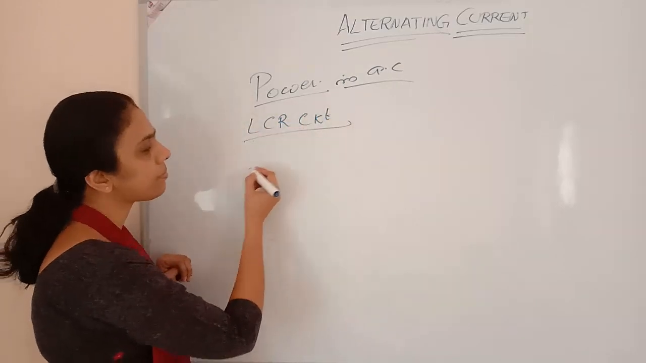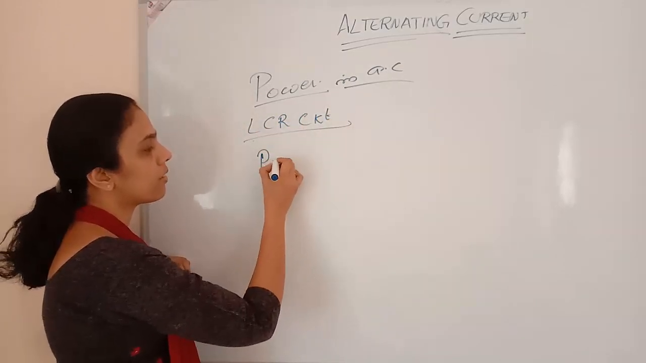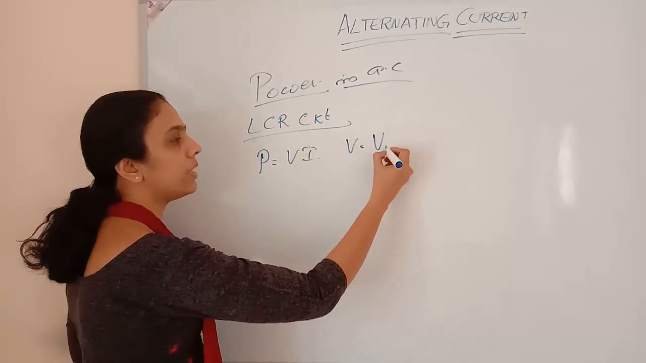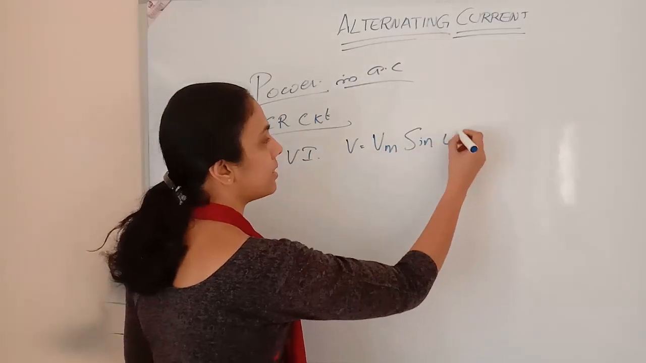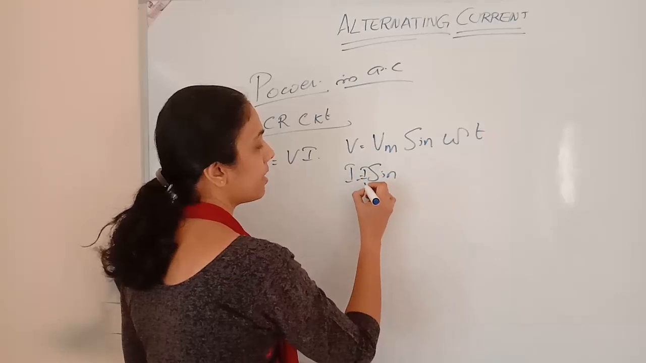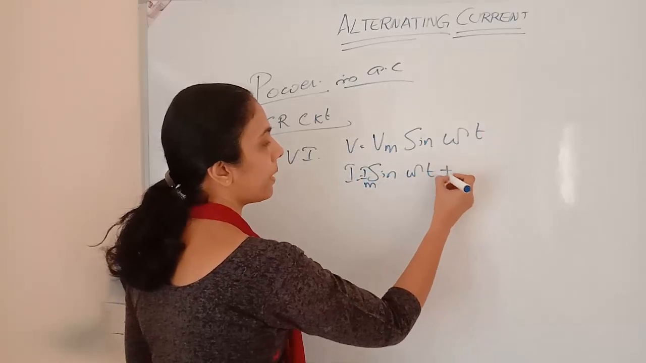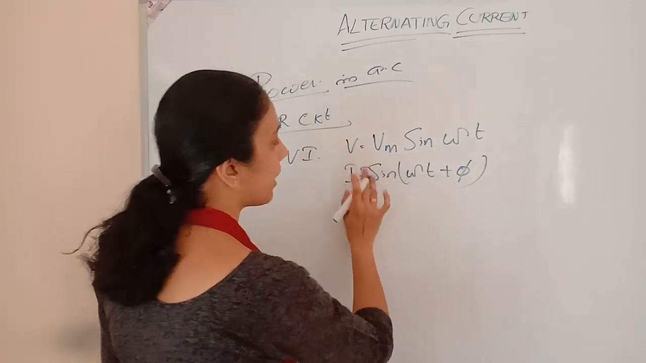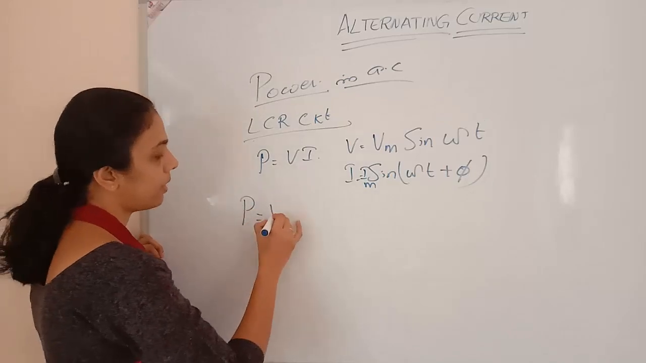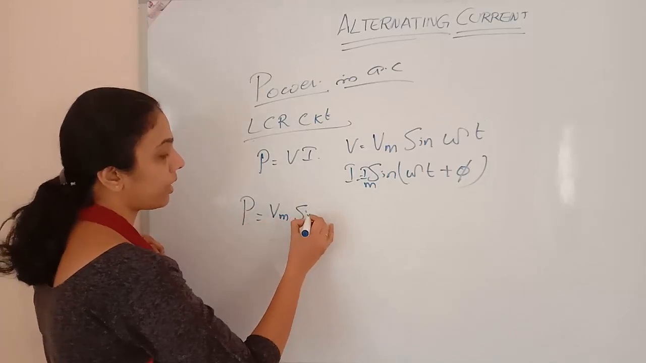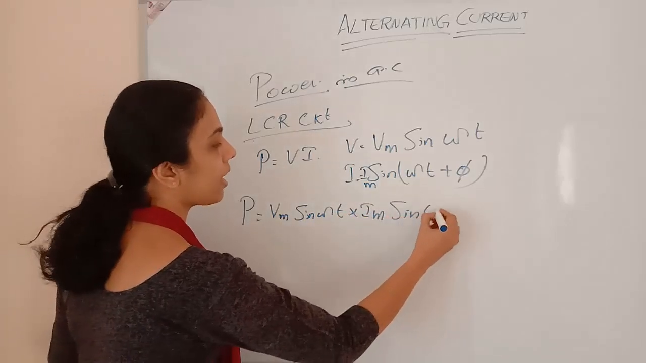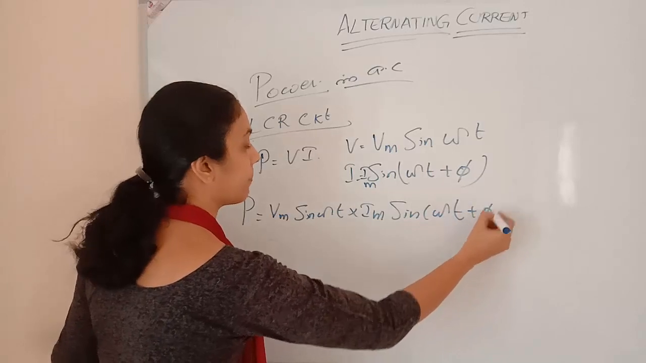Here, what is P? What is the formula? V into I. So we want V first. V is equal to Vm sin omega t. What is I here? I equals Im sin(omega t plus phi). Both have a phase difference of phi. Now how can we find out the power? Vm sin omega t into Im sin(omega t plus phi).